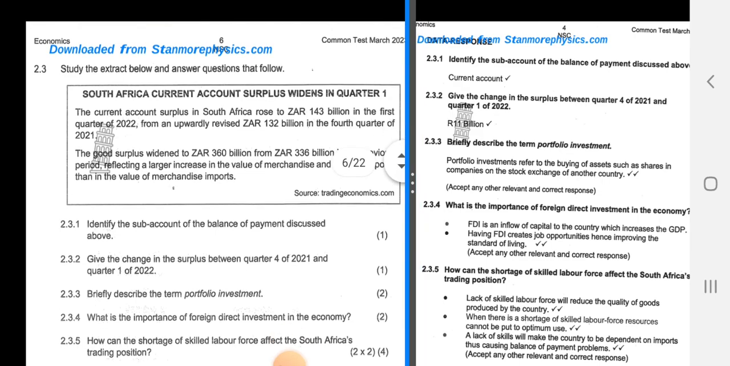Identify the sub-account of the balance of payment discussed above. So you need to know which account is given. You write current account.